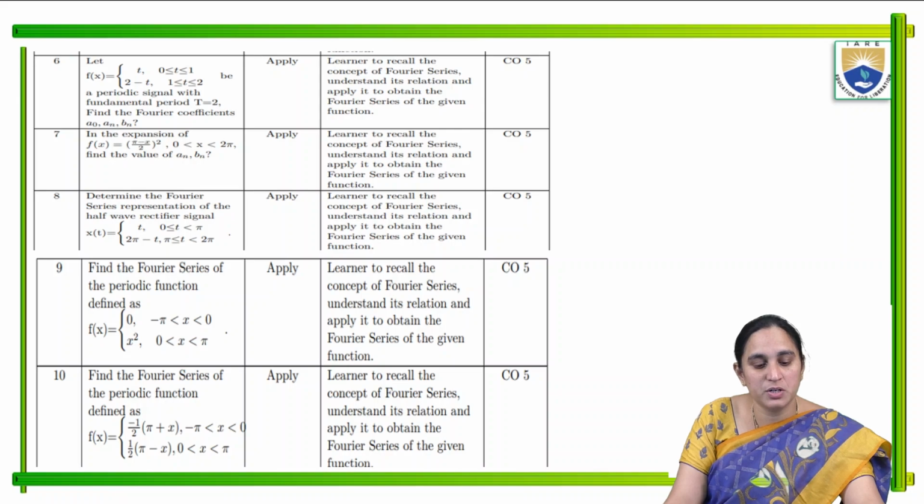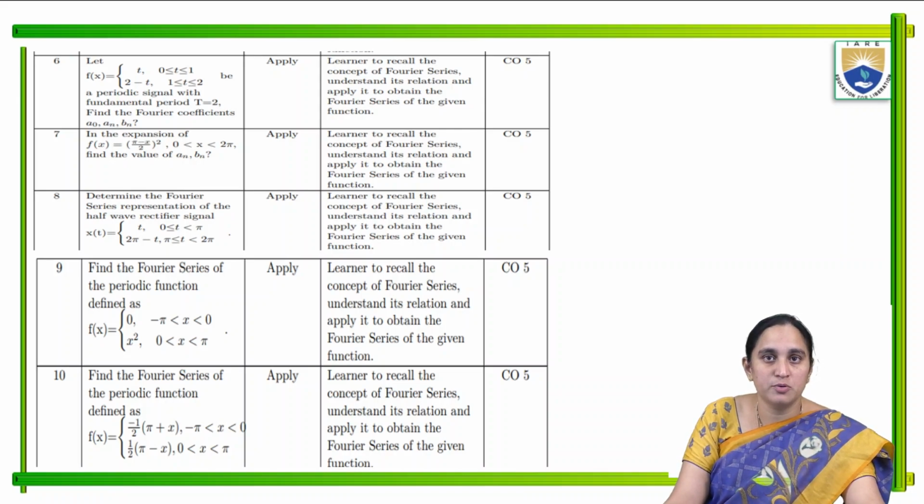In the expansion of f of x is equal to (pi minus x by 2) whole square, within the limit points 0 less than x less than 2 pi, find the values of an and bn; they are asking only for an and bn values. Here, what about the interval 0 to 2 pi? Does it come under full range or half range? It comes under full range, within the limits 0 comma 2 pi.